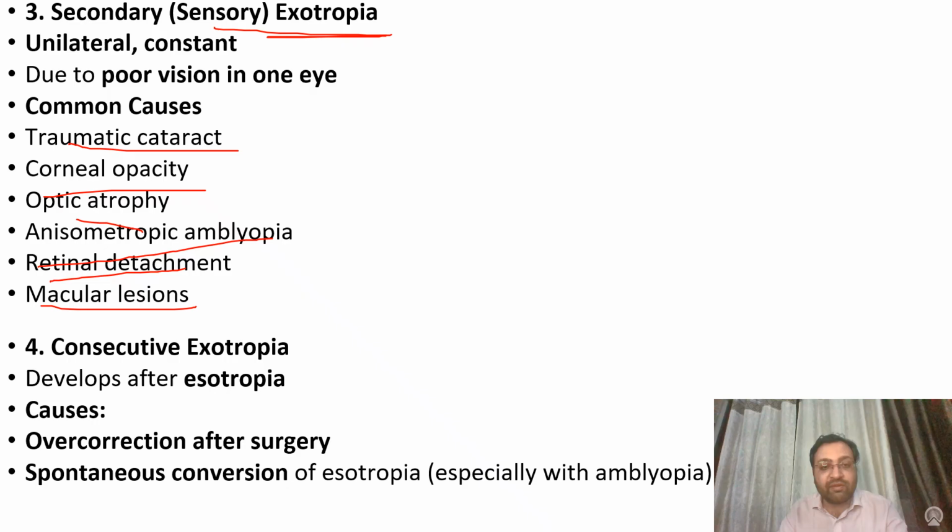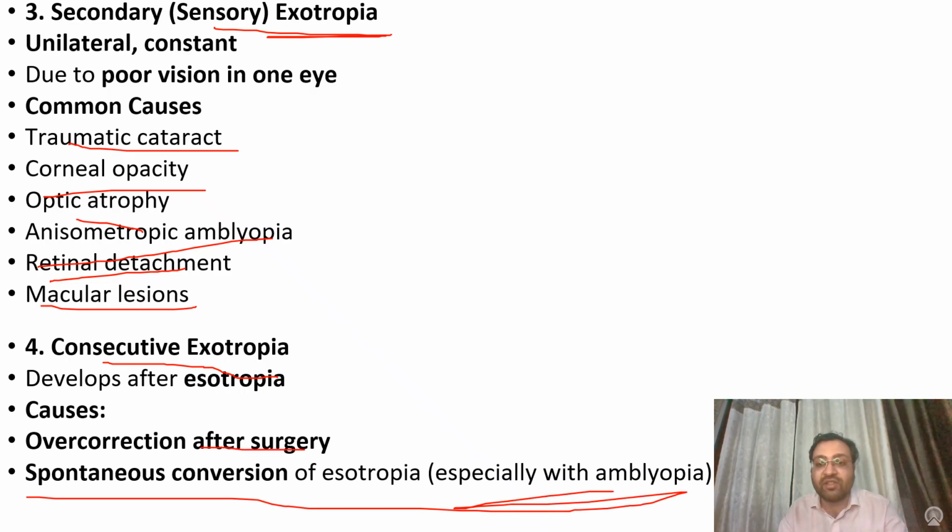What is consecutive exotropia? Consecutive exotropia is similar to consecutive esotropia that we have studied in our previous class. In that, consecutive esotropia is because of overcorrection after exotropia surgery, and consecutive exotropia develops after overcorrection of the esotropia surgery. There can also be spontaneous conversion of esotropia, especially with amblyopia.